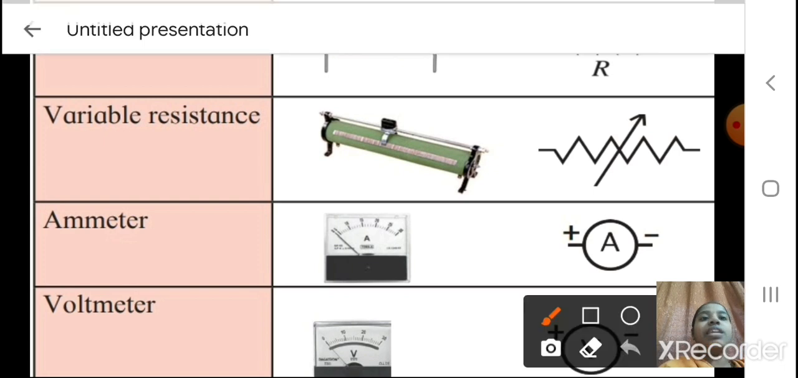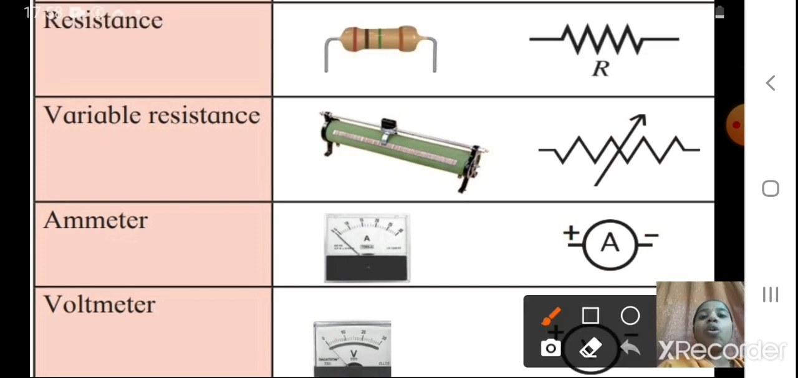You can see here the resistance which we have been talking about in so many presentations. See here, it will look like this. While drawing it in the circuit diagram, it should be drawn in this way. We don't draw this, we draw this one.